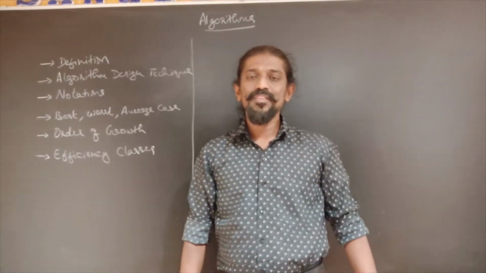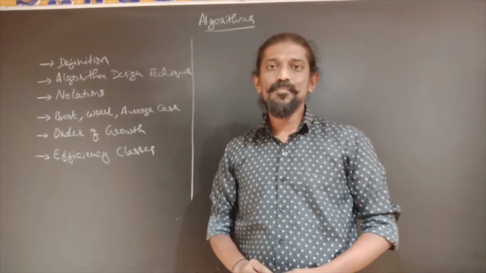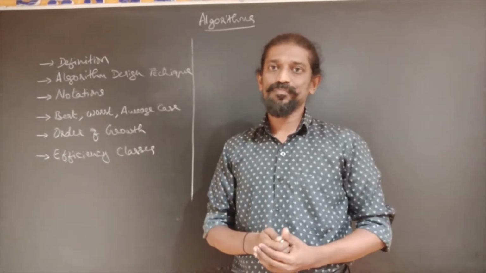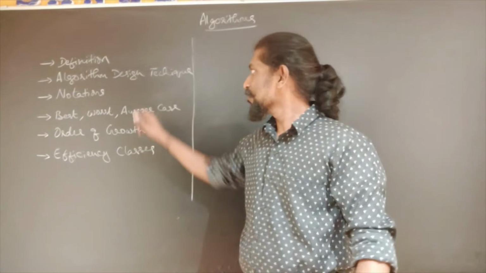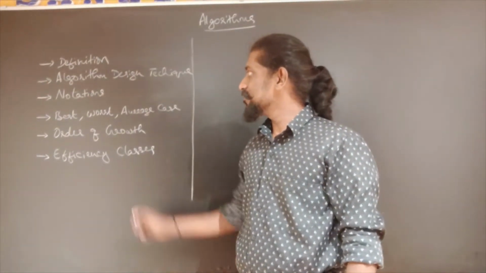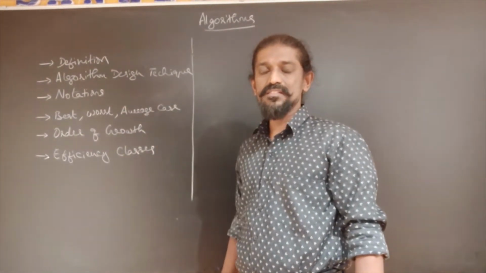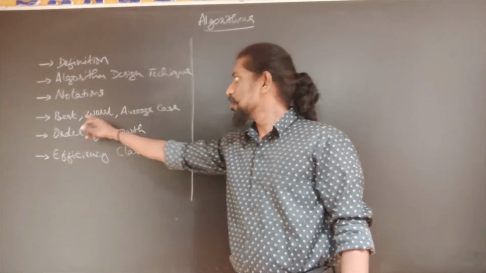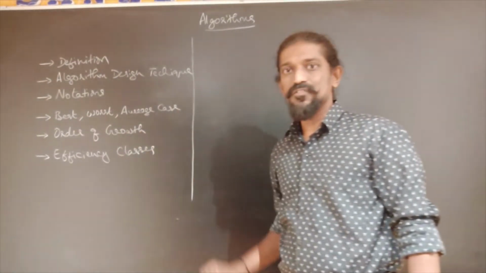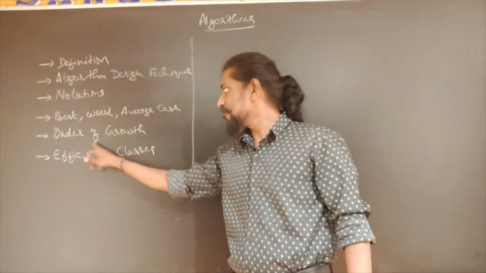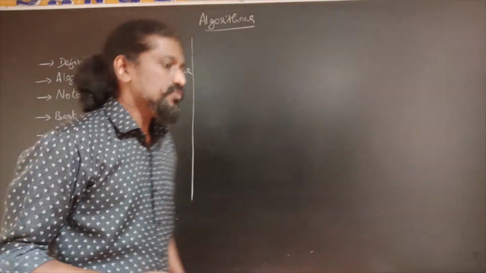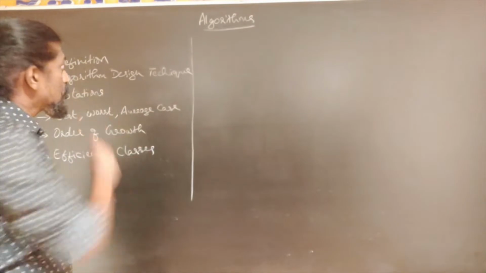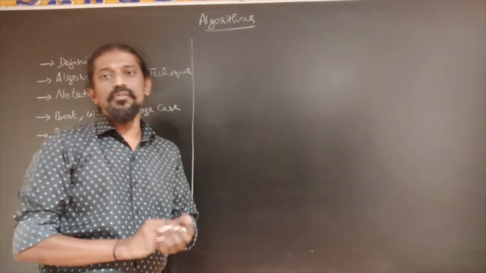Hello everybody. Today let us discuss some basics related to algorithms. So in this video let us discuss the definition of the algorithm, what do we mean by algorithm design technique, and the notations that are used for analyzing the efficiency of an algorithm, what do we mean by best, worst and average case efficiencies of an algorithm, order of growth and efficiency classes in a simpler way so that we can remember it. So first let us define what is an algorithm.